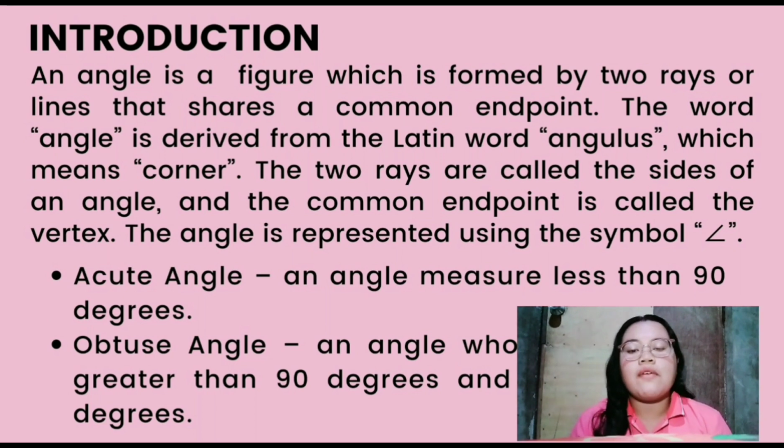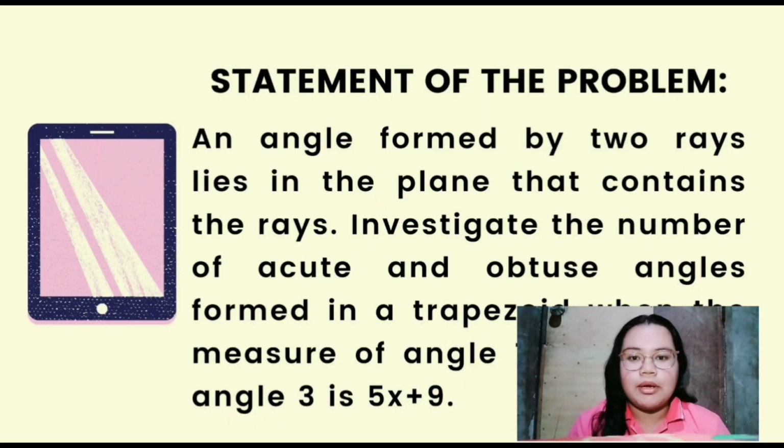So we have here an acute angle. An acute angle is an angle whose measure is less than 90 degrees, while an obtuse angle is an angle whose measure is greater than 90 degrees but less than 180 degrees. Next is the statement of the problem. An angle formed by two rays lies in the plane that contains the rays.